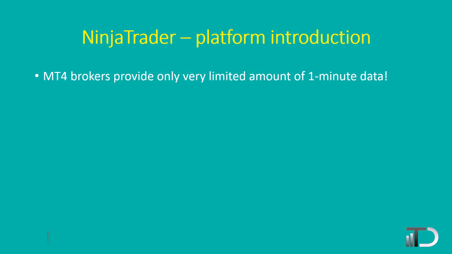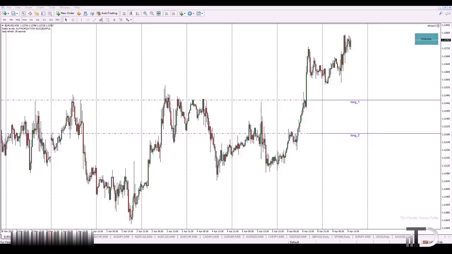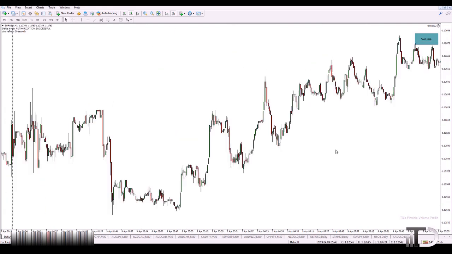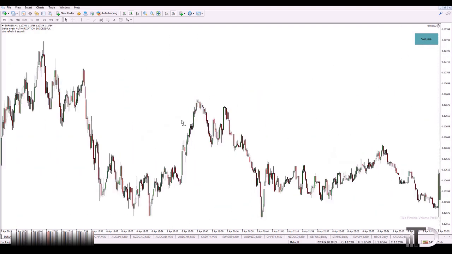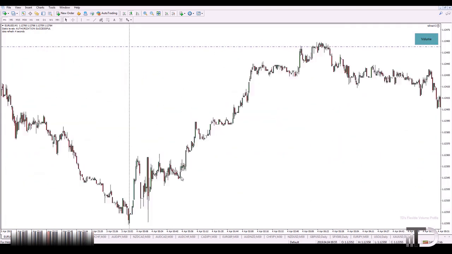So let me now show you how you can tell how much of the 1 minute data your MetaTrader broker gives you. On the screen before you, you can see a MetaTrader platform, and right now I have a 30-minute chart. If I switch to 1 minute chart, then let me show you how you can tell how much of the 1 minute data you have, alright? So today is the 9th of April 2019. So let's scroll back and see how much 1 minute data we get.